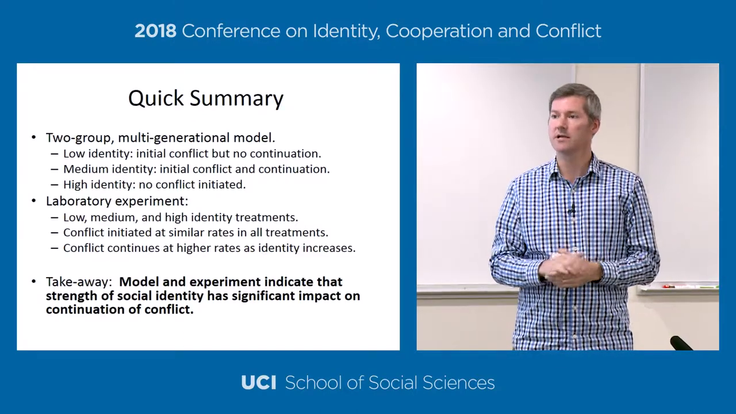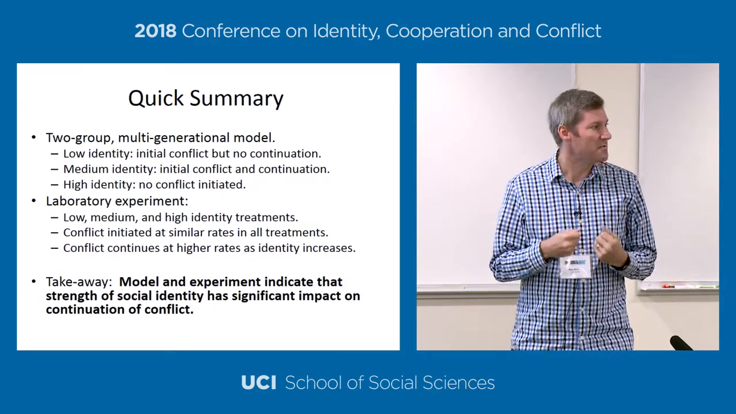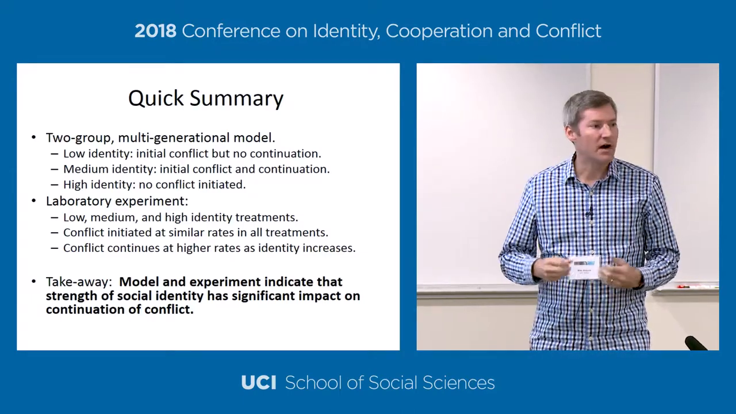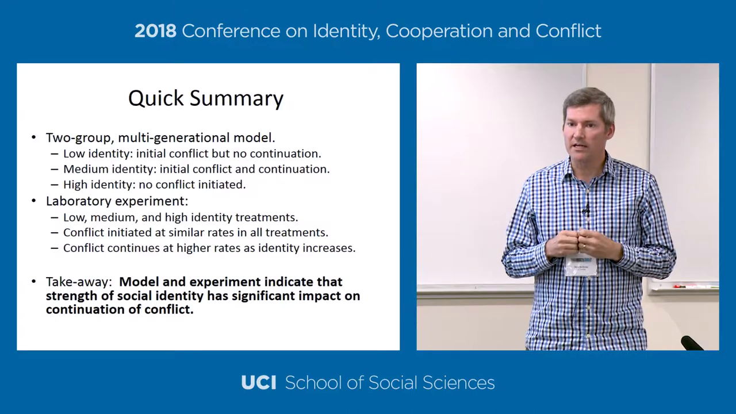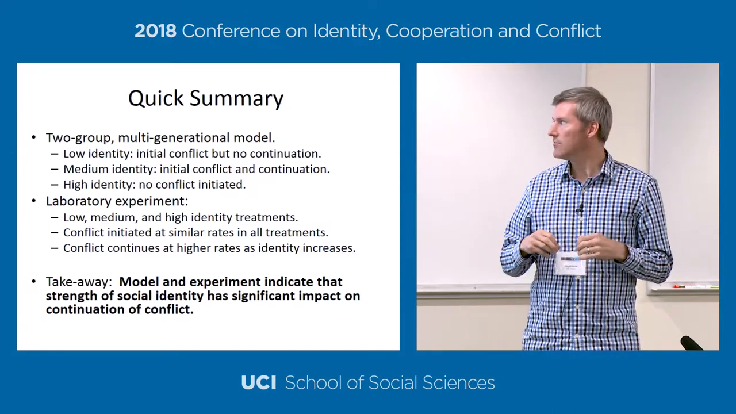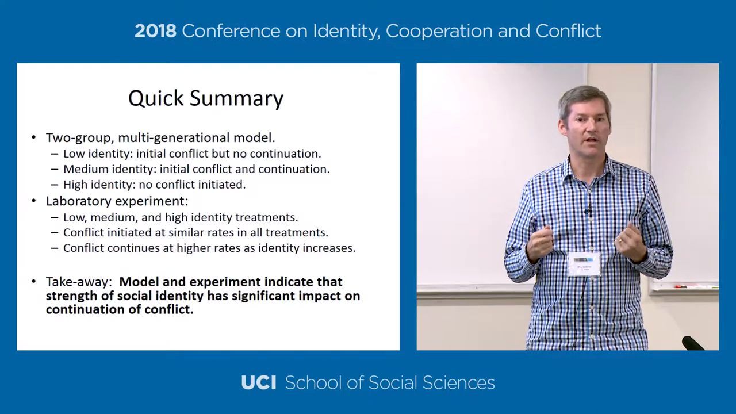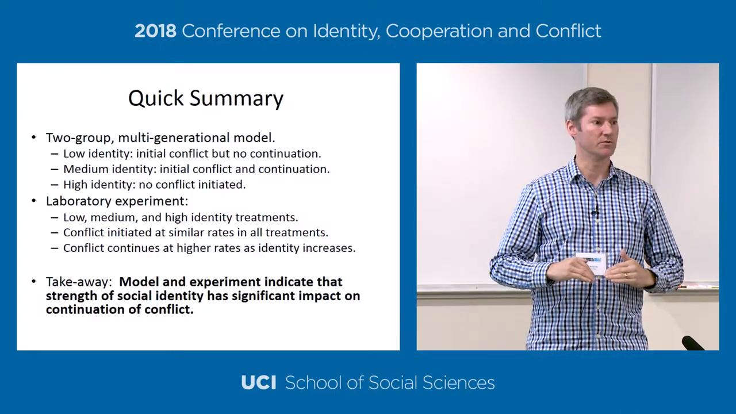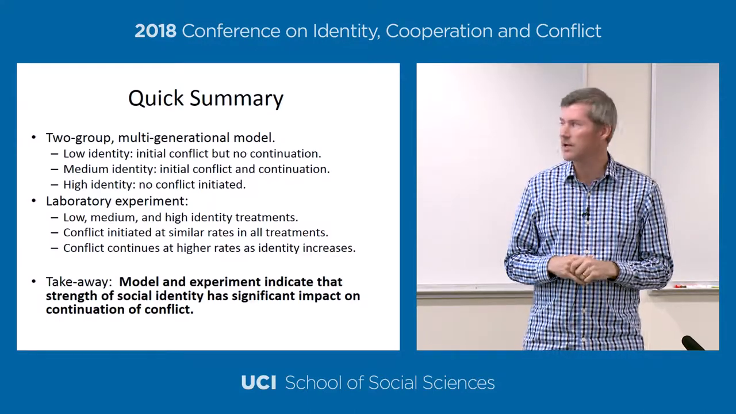And we're going to show that in this particular setting, and we're not trying to claim that this is what we should expect in all settings, but in this particular setting that we've constructed, if identity is not primed very strongly, if there's really a low sense of identity, what we're going to call identity salience, you should see conflict happen at the start, but it really shouldn't continue. If there's a medium amount of identity, conflict will happen at the start, but then successive generations will continue it. But if identity salience is so high, then we shouldn't see conflict start at all, in anticipation of all the future conflict that will happen. The people in the first generation will not try to initiate conflict at the start. And that's a feature of the particular environment that we construct.